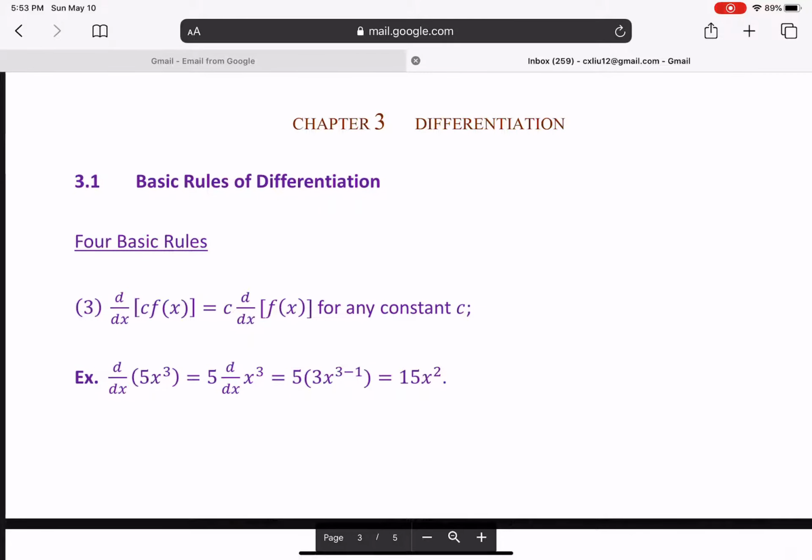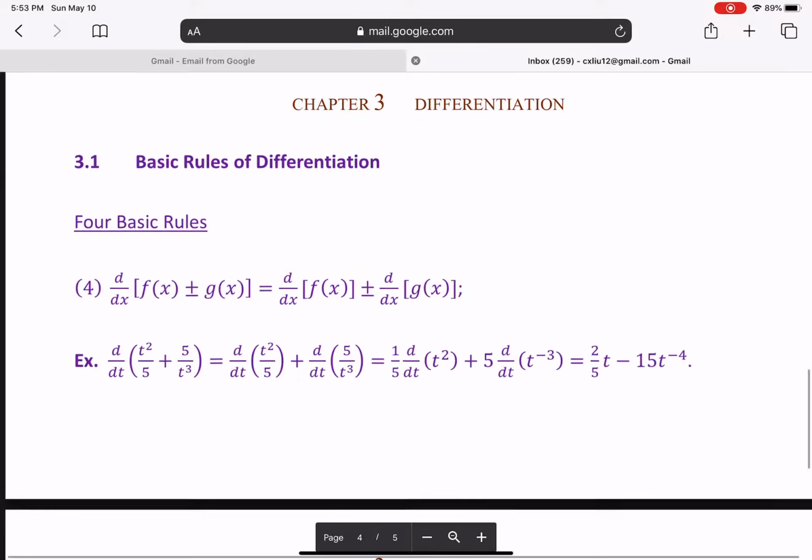The third rule is the constant multiple rule. It says the derivative of c times f of x is equal to c times the derivative of f. So you can take out any constant c from inside when you take the derivative. For example, the derivative of 5x cubed is just 5 times the derivative of x cubed. Then we can use the power rule for the x cubed. We get 3 times x to the 3 minus 1. So we get 5 times 3, which is 15 times x squared.